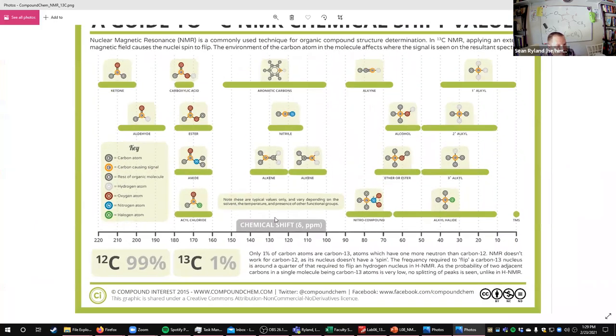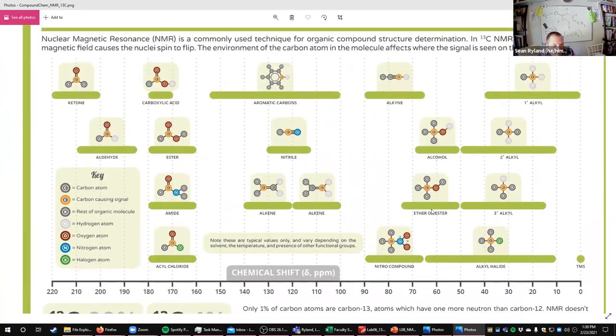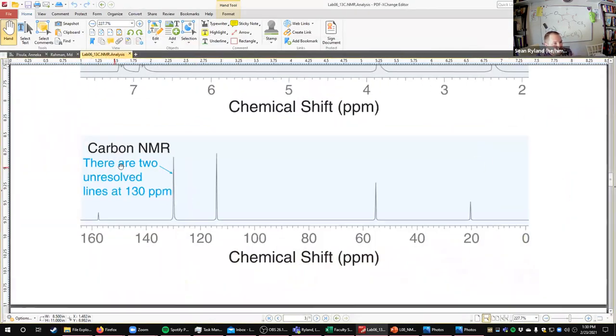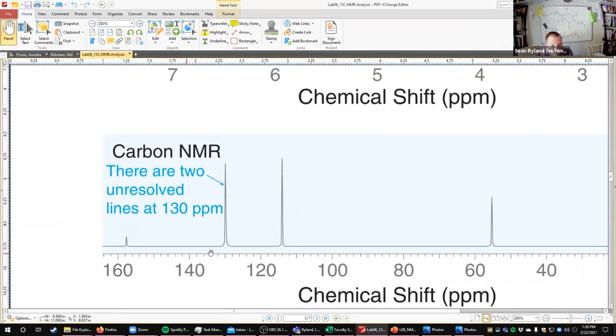Here's our carbon NMR. An ether or an ester carbon is going to show up down around 60. And a primary alkyl is going to show up all the way shielded. So the one all the way to the right is our methyl group. The one around 60 is our ether carbon. And then we've got aromatics that can show up in a wide range, 100 to 160. And so all of these peaks on the left-hand side are our aromatic carbons.